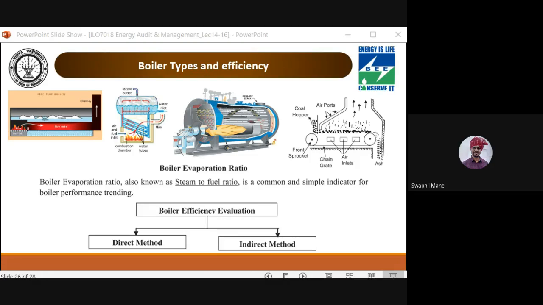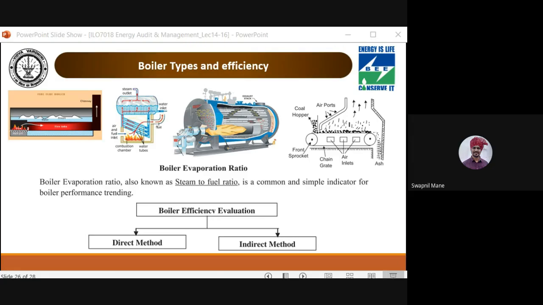So once again, I will repeat. Please note it down, or somebody write it in the chat section. The biomass-fired boiler evaporation ratio is 2 to 3. Coal-fired boilers' evaporation ratio is 4 to 5.5. Oil-fired boilers' evaporation ratio is 13.5 to 14.5, and gas-fired boilers' is 11 to 13.